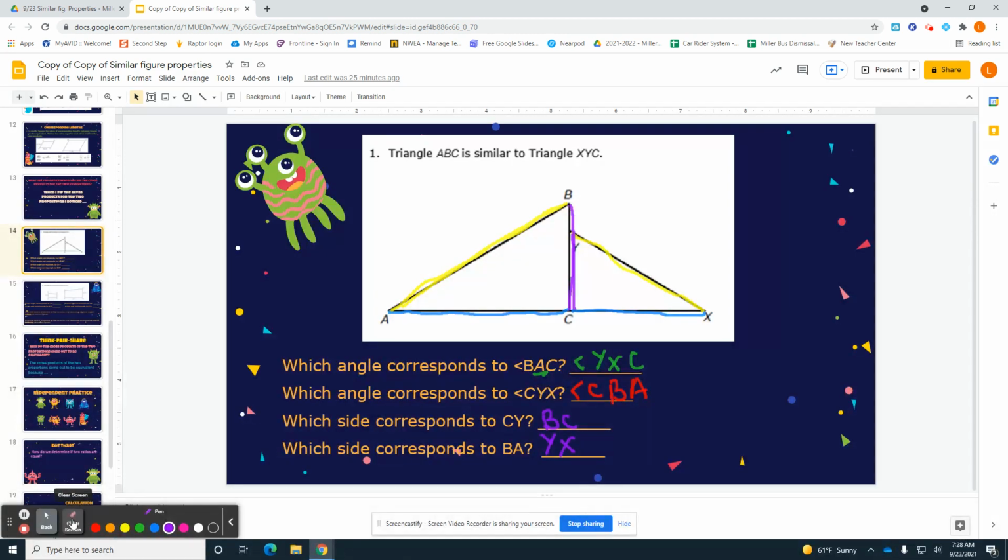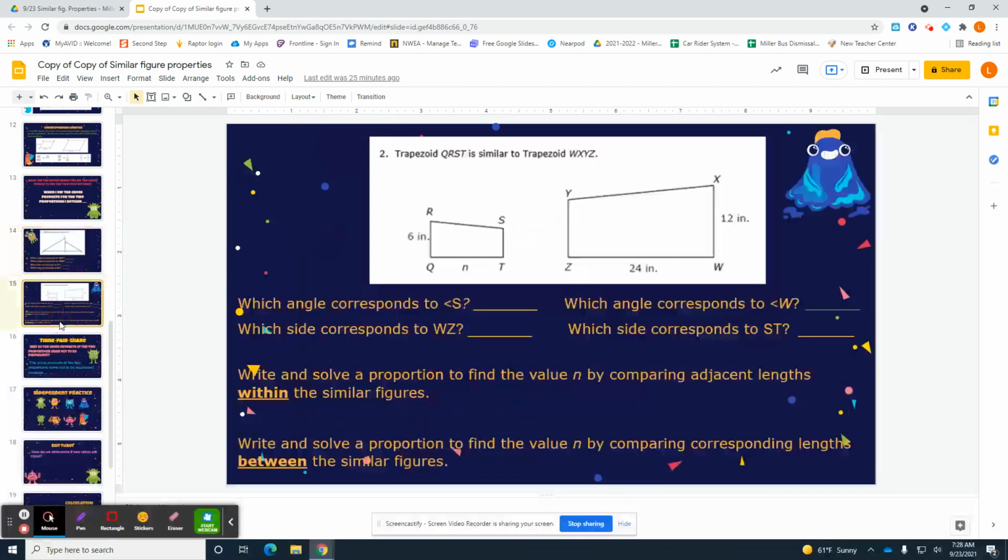Okay, so I'm going to go ahead and clear that. Remember, if I ever clear it too soon, you can come back, rewind, and pause in order to be able to write that stuff down. So now this example says trapezoid QRST is similar to trapezoid WXYZ. So it says which angle corresponds to angle S? So we're looking at angle S. So which one is going to correspond to angle S?